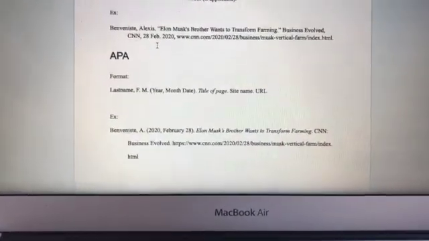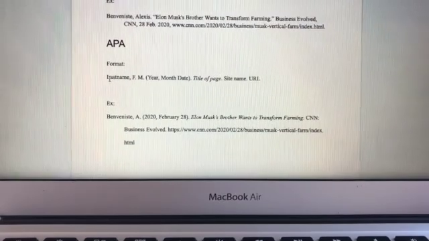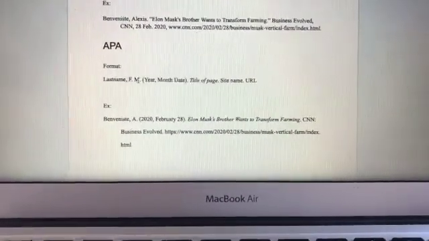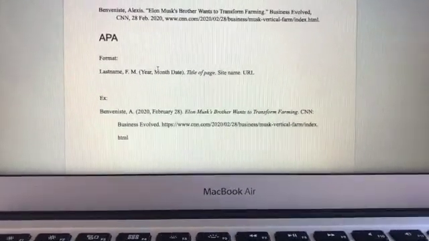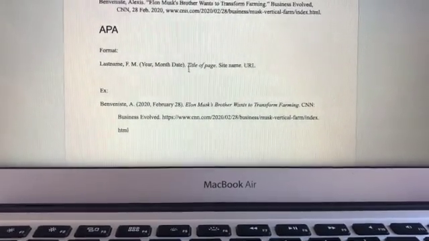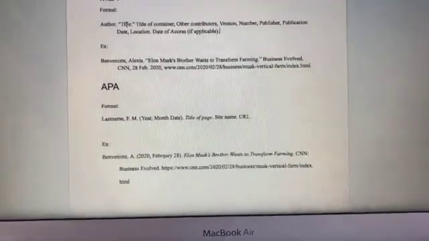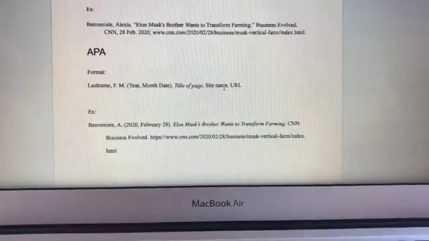So now moving down to APA format, the format is a little bit more simplistic. You have the last name of the author, their first initial, and then their middle initial. Then you have the date in parentheses, which is year, month, date. And then the title of the page is italicized, not in quotations like it is in MLA format. And then the site name, and then the URL last.